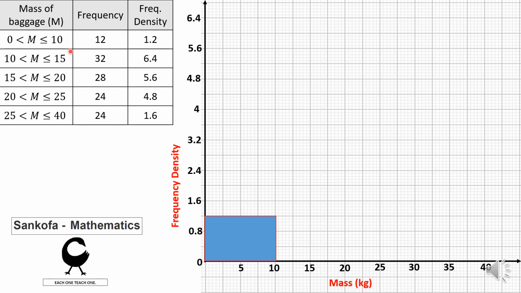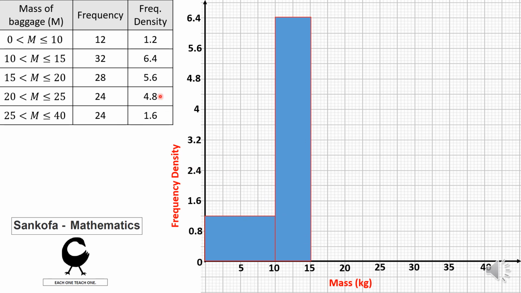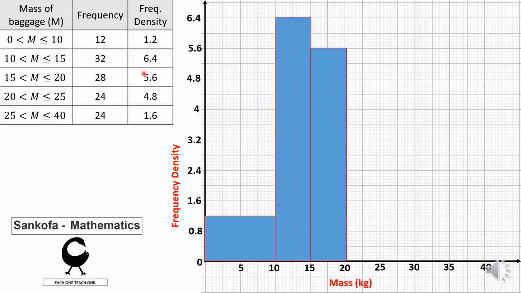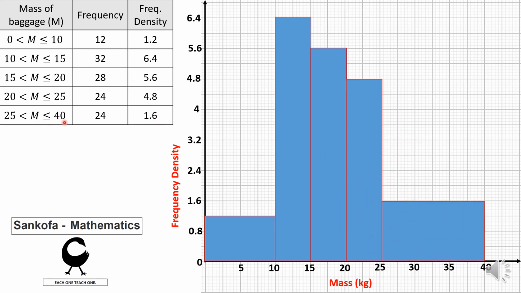Between 0 and 10, your frequency density is 1.2, so you must make sure where 1.2 is. The next one is 6.4, for 10 to 15, all the way up there. Then between 15 and 20, it's 5.6. Between 20 and 25, it is 4.8. And the last one, between 25 and 40, is 1.6. And you can see I have done my histogram now.